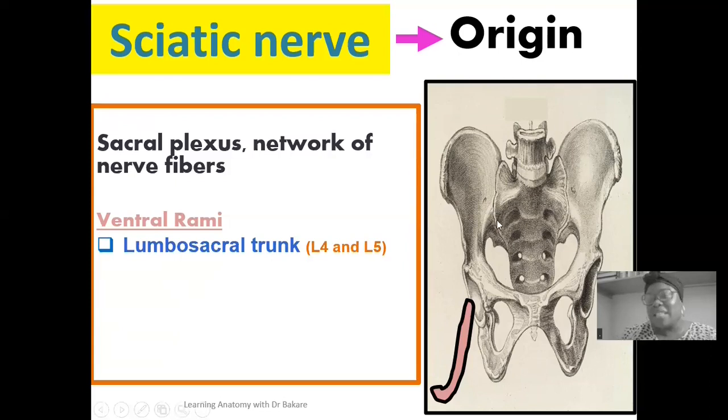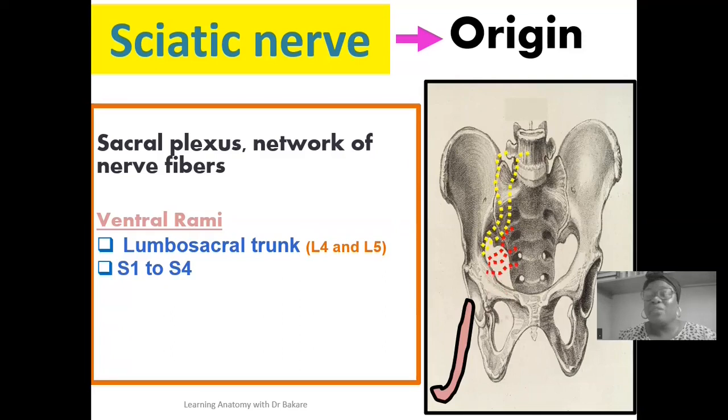So if you use this image here for illustration, the region here that is demarcated in dotted yellow is where we have the anterior rami of both L4 and L5. And these 2 rami are taken as the lumbosacral trunk. The second structural component of the sacral plexus is the anterior rami from S1 to S4. And this is what is highlighted here in dotted red.